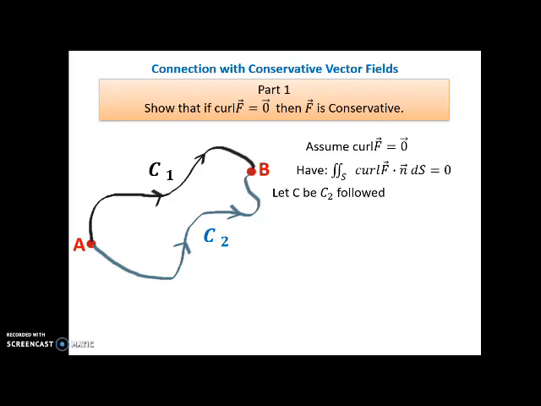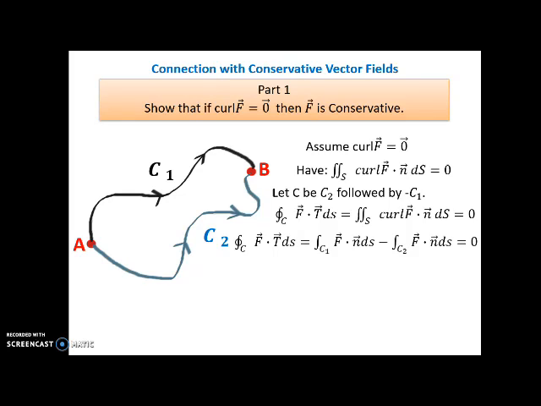Now let C be c2 followed by the opposite of c1, which would take us from a to b and then back to a. And so by Stokes' theorem, we know that the line integral of f dot t ds is going to equal the double integral of curl f dot n dS. And we established that that is 0.